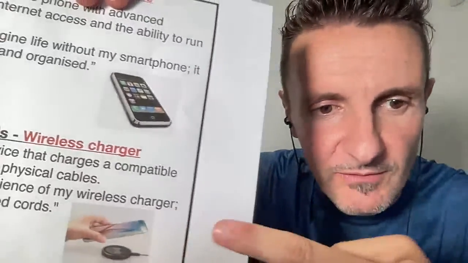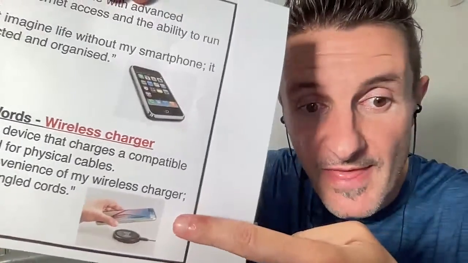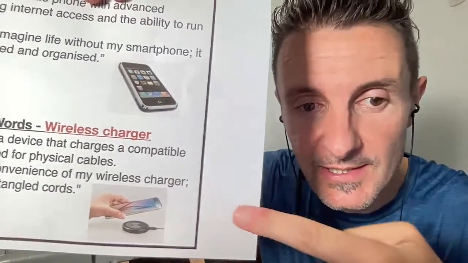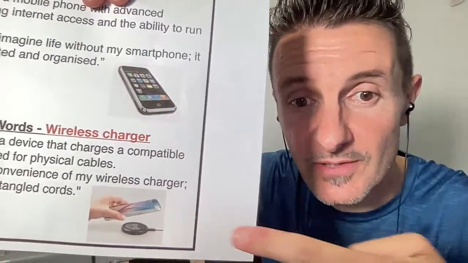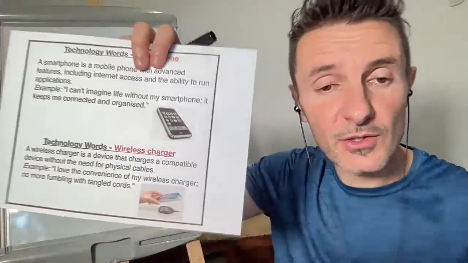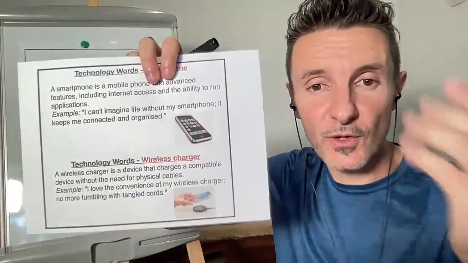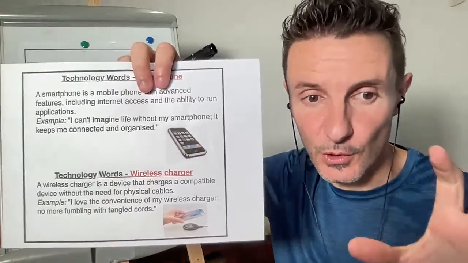That's a wireless charger. And here's a good picture of it. You might see the picture there. That is a wireless charger. It doesn't touch the phone, or maybe it does touch the phone, but you don't have to plug it in. And the wireless charger helps you to charge your phone so the battery is full.